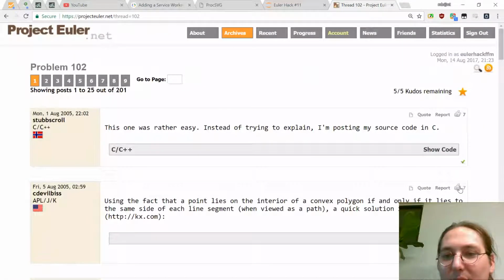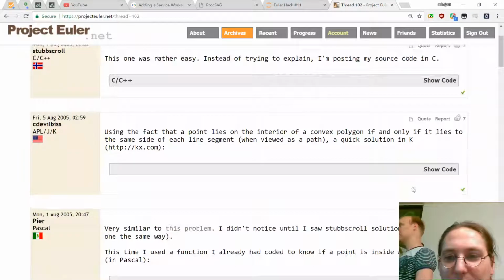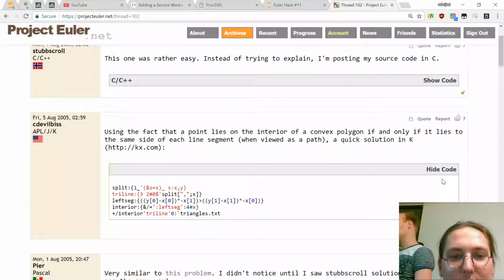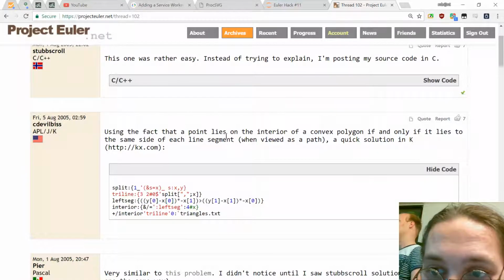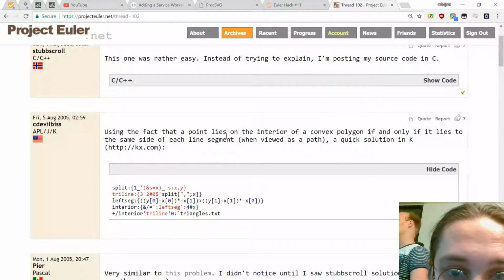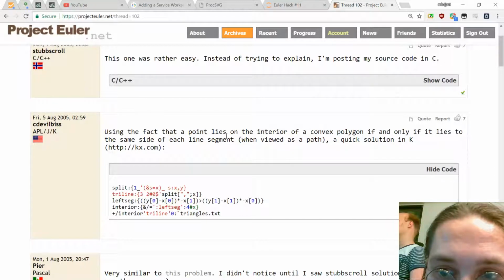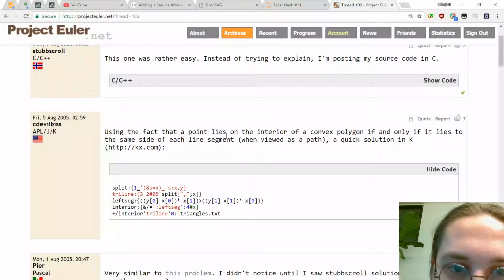I'm going to go by the thumbs up. So, yeah, sure. Which language? Using the fact that a point lies on the interior of a convex polygon if and only if it lies to the same side of each line segment when viewed as a path. K. There's a language called K.